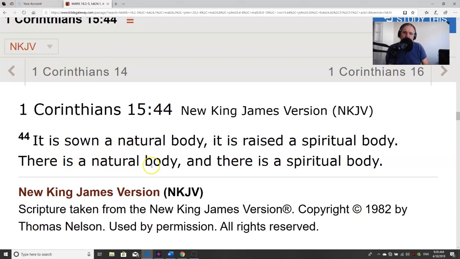There is a natural body and there is a spiritual body. Now Jesus died with a natural body, but when he raised from the dead, he was raised into a spiritual body, and this is what will happen to us. There is a natural body and there is a spiritual body. But unfortunately, the Jehovah's Witnesses will not accept this along with other religions.